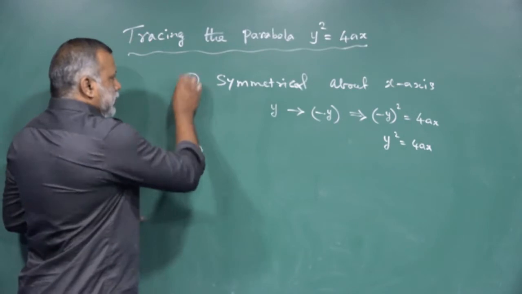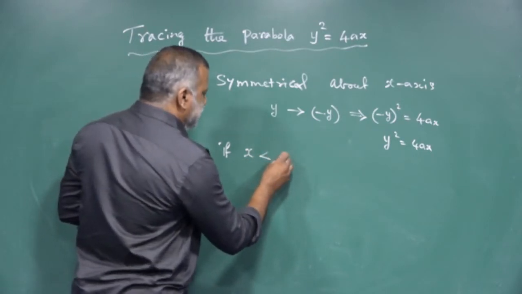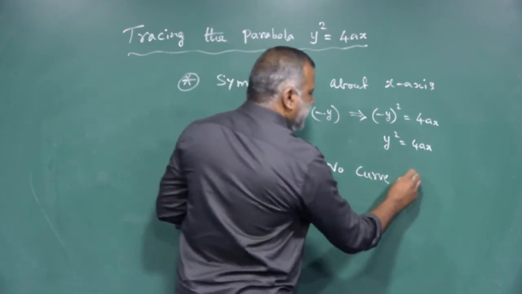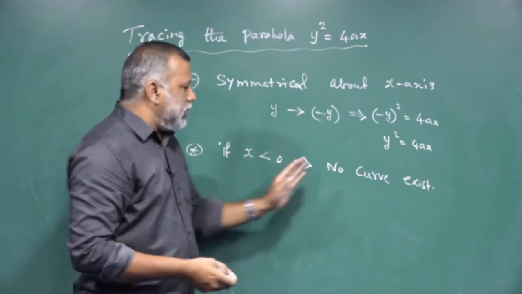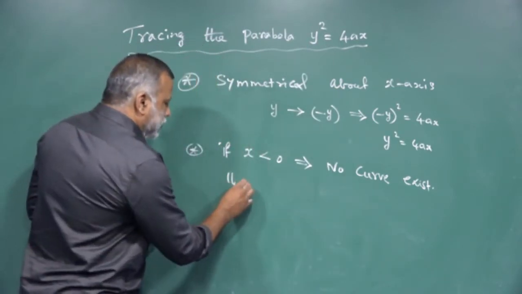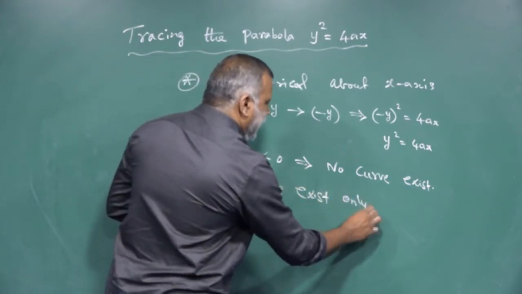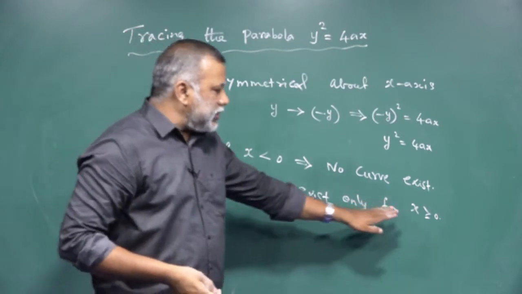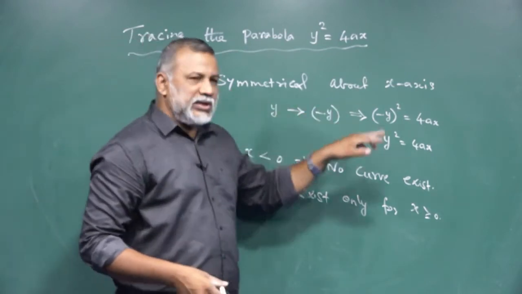Now, if x is less than 0, no curve exists. That means for the values x less than 0, no curve exists. So the curve exists only for x greater than or equal to 0. So on the positive side only the curve exists. For the negative side the curve does not exist. So it is symmetrical about the x-axis.